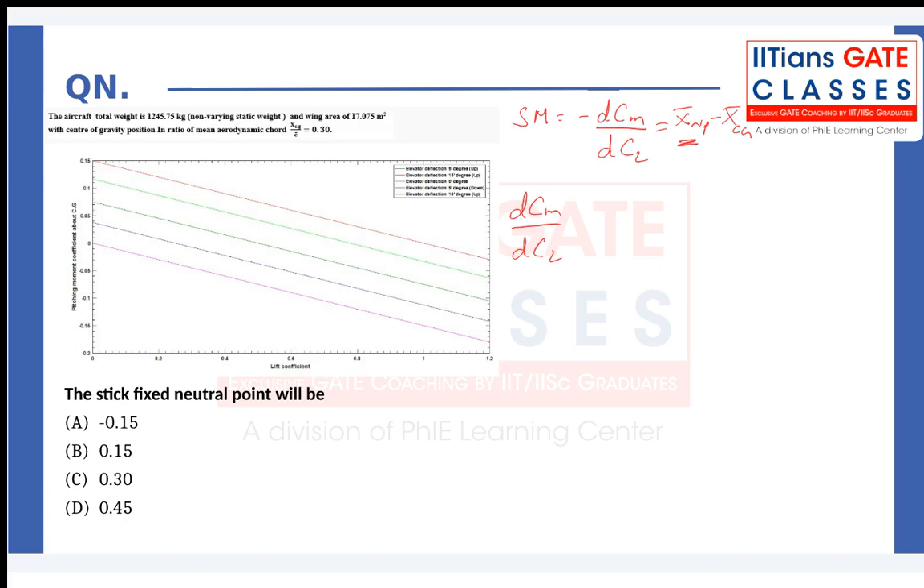So from the first line you got that equation and it comes to, I think, 0.01. It comes to minus 0.01. Slope is negative. You plug it in here and x bar np is 0.45. I hope it's clear to everyone. All right. This was solved in detail in the last session. Let's go to the next question.